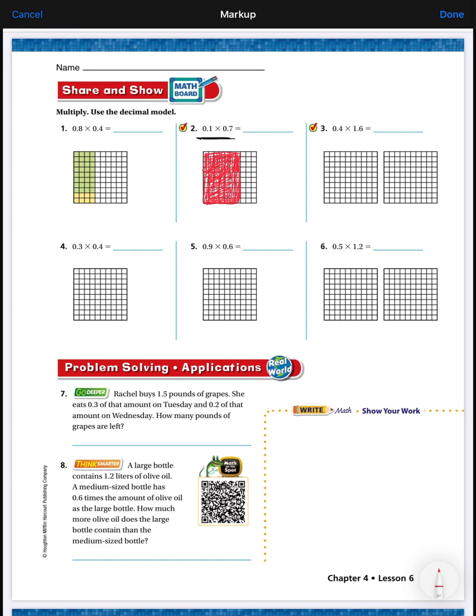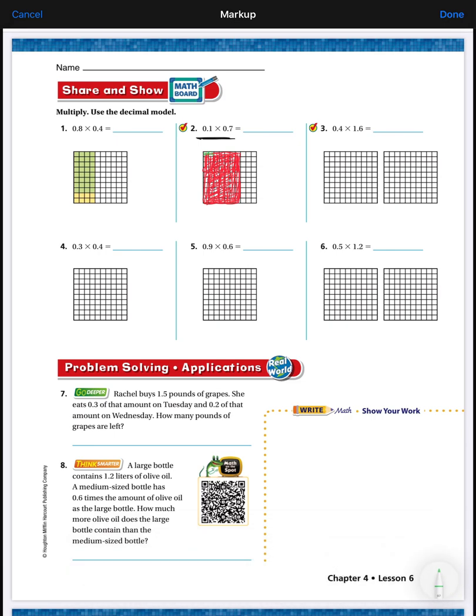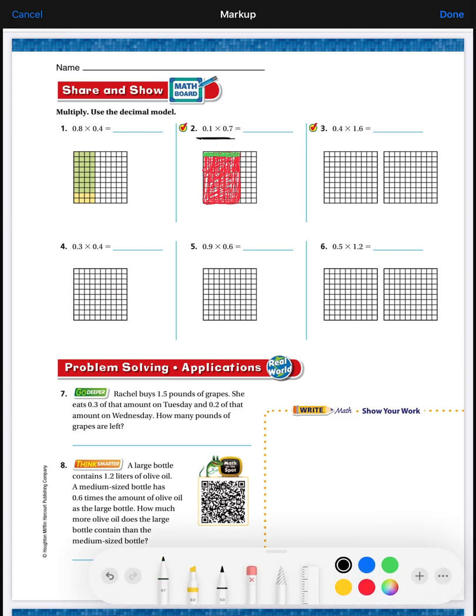Then I'm going to focus on that smaller decimal, which is 0.1. And I'll use green again. I'm going to shade in just one of the rows that's already red, okay? And it's going to look very tiny because that's a very tiny little row, okay? Then we're going to figure out our answer based on how many squares we've colored in, okay?